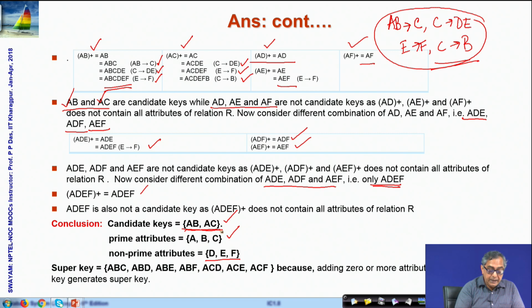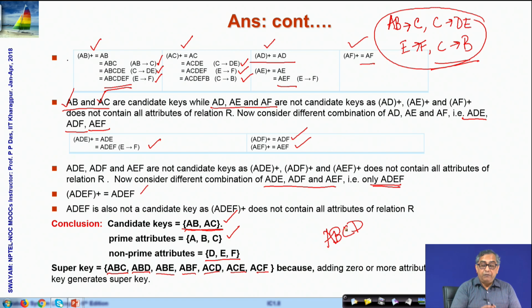Now, since we have got the candidate keys, with the candidate keys we can in a systematic manner add other attributes, and we will be able to generate a large number of super keys. So, if I add C to AB, then naturally it will be a non-minimum super key. Similarly, ABD, ABE, ABF, ACD, ACE, ACF, all these will be super keys. There could be more super keys also, because I can add a 4th attribute. I have ABC, so I can add D to it. So, ABCD is also a super key and so on.